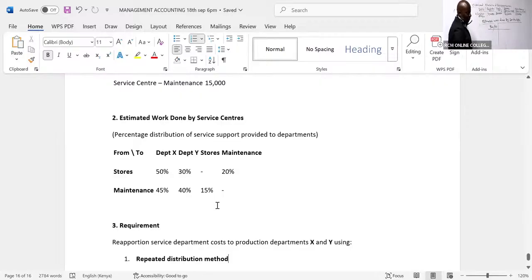Actually, what I should have done, this doesn't look nice. This is bad. I should have done like this, from, and then 2 here. So from, then we have stores, and then we have maintenance. And then here we have department X, department Y, and then we have stores and maintenance.